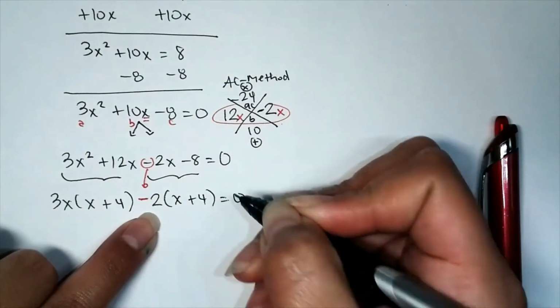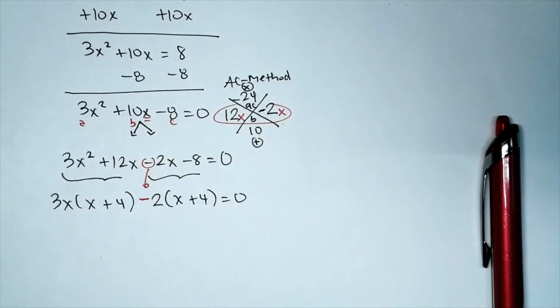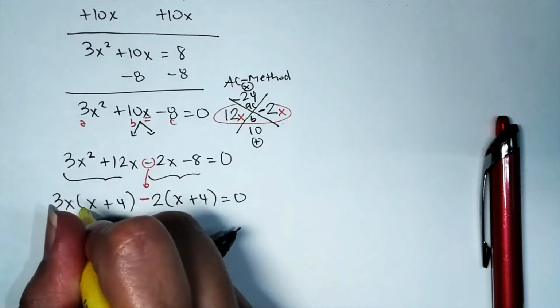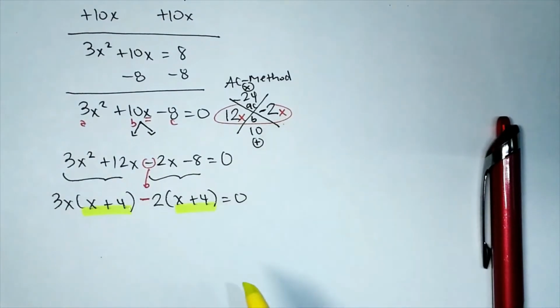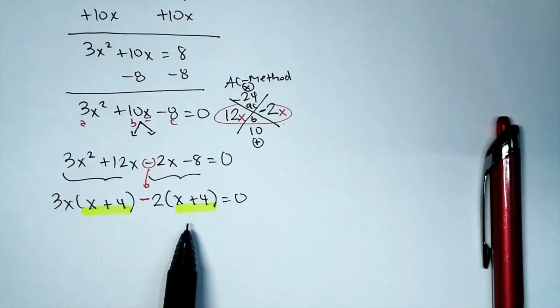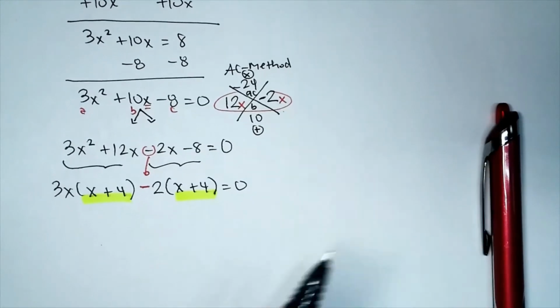Now, it is no coincidence that the binomial factors match. They're supposed to match. If they don't, then your x game is wrong. So go ahead and check it. So to continue the factoring process, let's go ahead and factor out the common binomial factor of x plus 4.